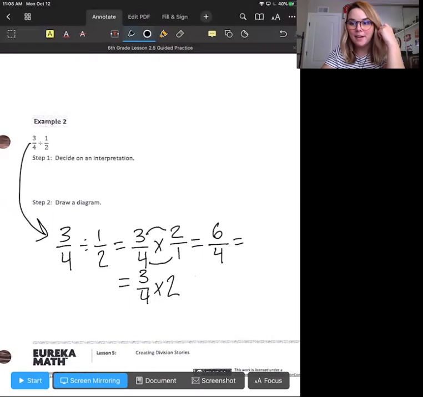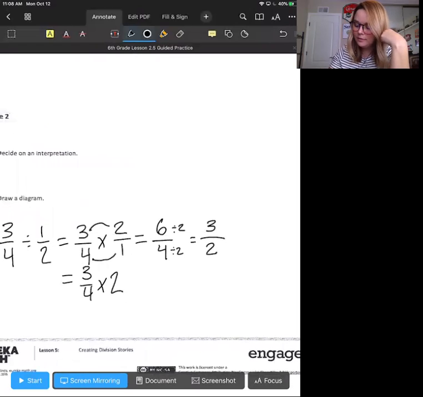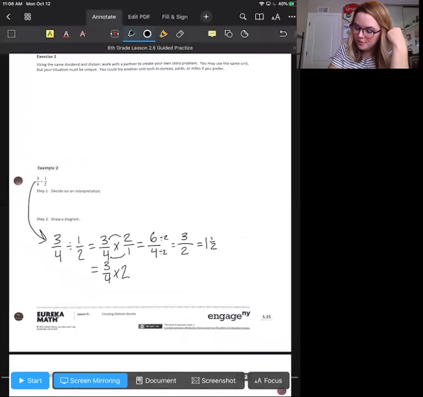And then I need to simplify. I know that I can divide both of these numbers by 2. And I end up with 6 divided by 2 gives me 3, and 4 divided by 2 gives me 2. So I end up with 3/2. I'm going to simplify a little bit further and turn this into a mixed number. I know that in 3/2 there is 1 whole with 1/2 left over. So 3/4 divided by 1/2 is going to equal 1 and 1/2.